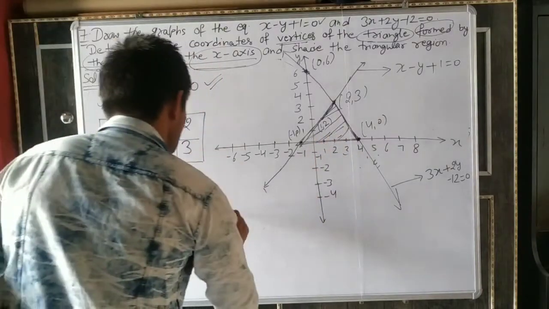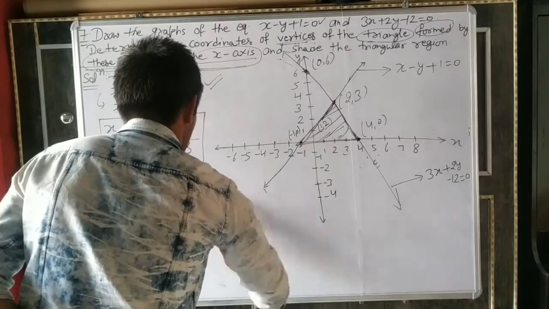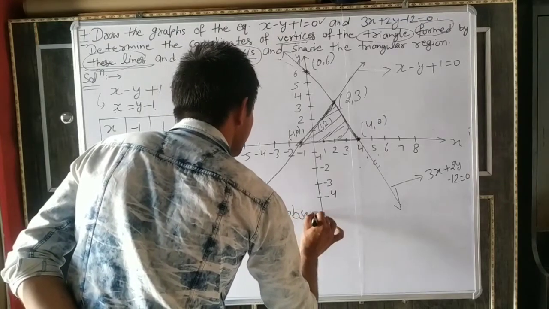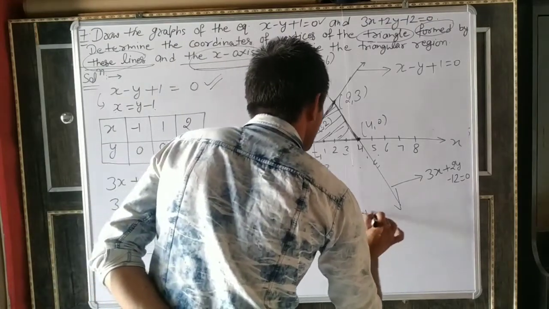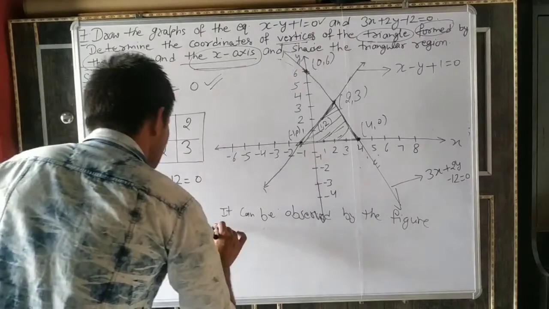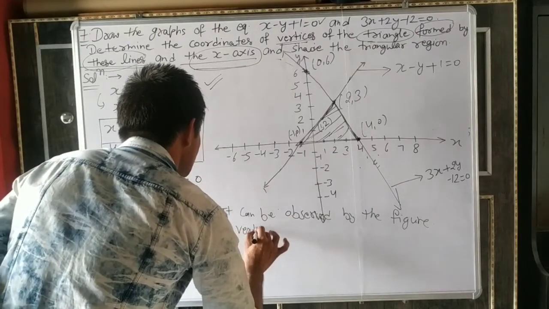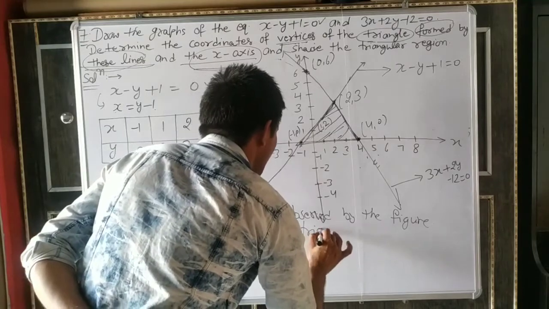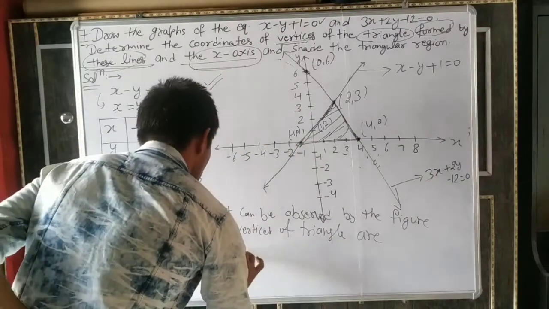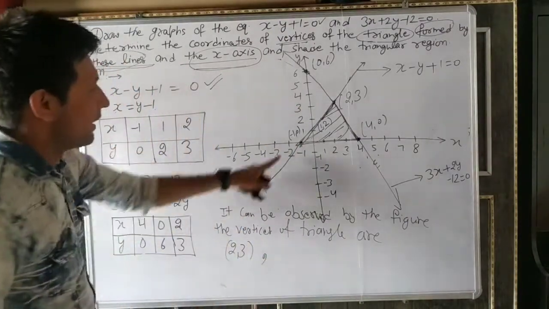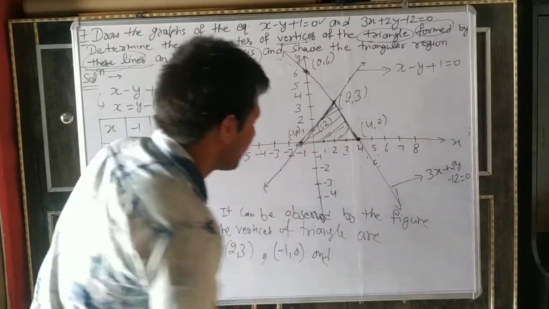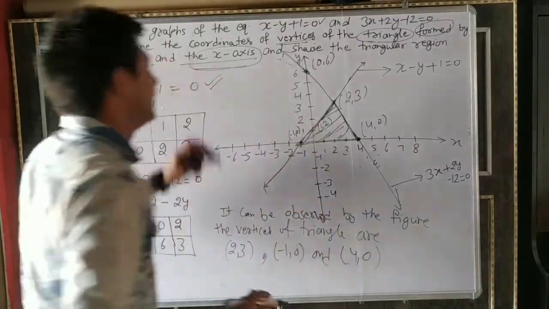So you will write: it can be observed by the figure, by the graph, that the vertices of the triangle are: first is 2, 3, next is -1, 0, and third one is 4, 0. So it is your answer.